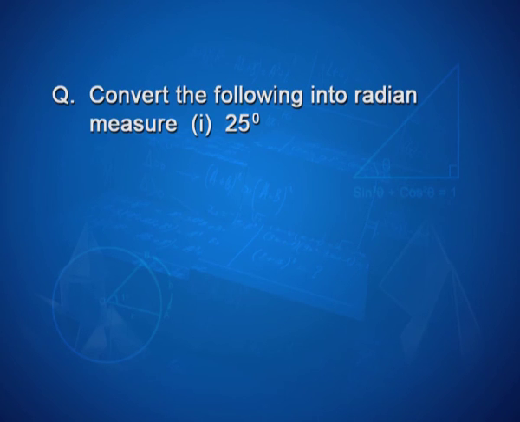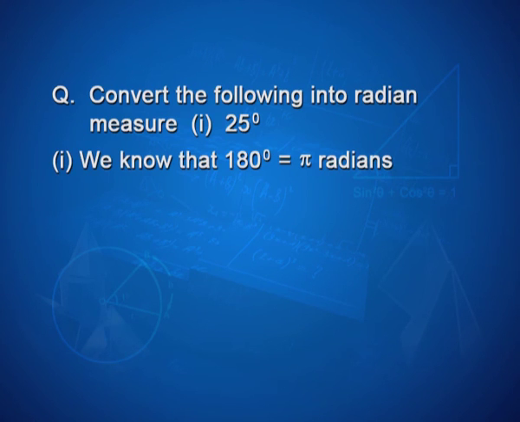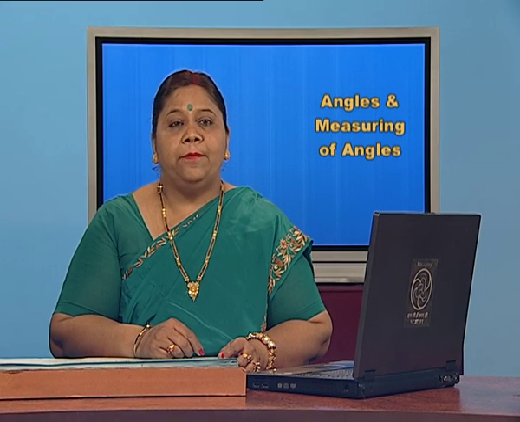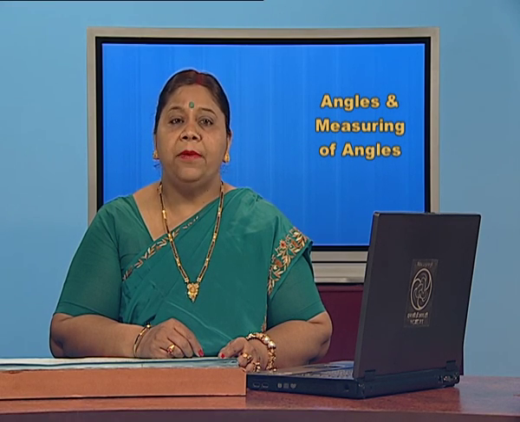Convert the following into radian measure: 25 degrees. We know that 180 degrees is equal to how many radians? Pi radians. Therefore, 1 degree is equal to pi upon 180 radians. That is why 25 degrees will be 25 into pi upon 180 radians, which can be simplified as 5 upon 36 pi radians.